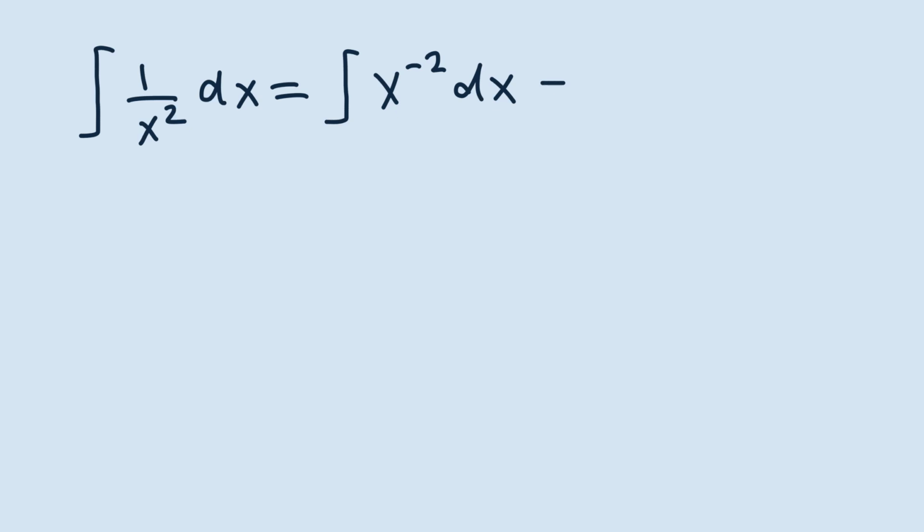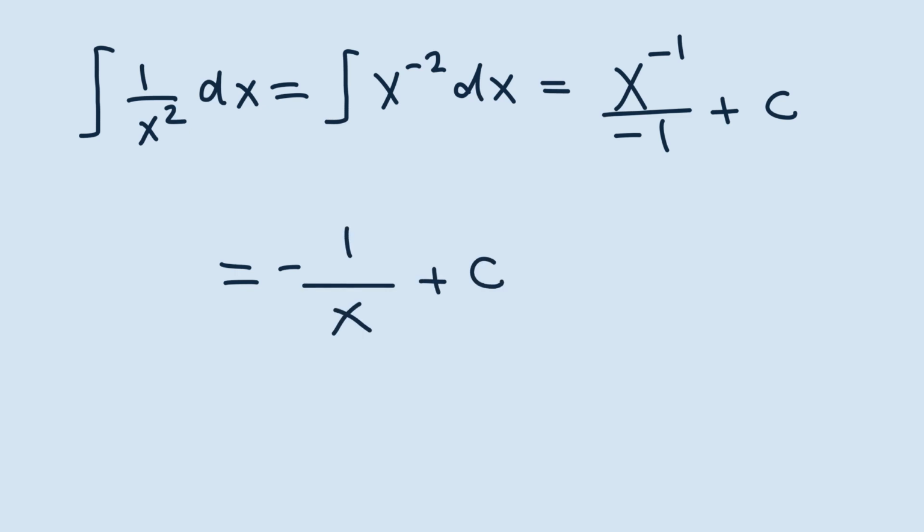Now simply let us use the same technique. I will write the variable x and I have to add 1 to the exponent. So minus 2 plus 1 is negative 1, and I have to divide by that number, plus c. So let us simplify it. We'll have negative 1 over x plus c.